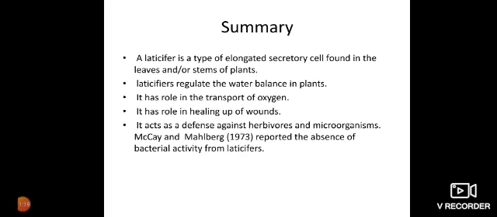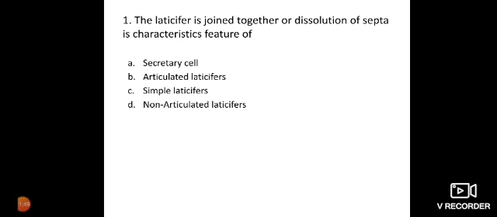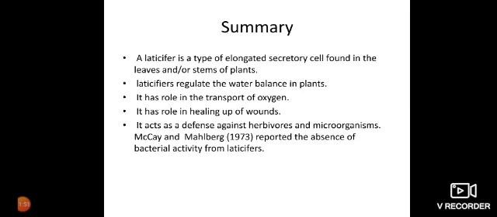That is why human ocular tissues are damaged by the latex of Calotropis procera. So to conclude the summary, laticifer is a type of elongated secretory cell found in the leaves and the stem parts. The laticifer regulates the water balance in plants. It has a role in transport of oxygen and healing of tissues, and it also acts as a defense against some microorganisms. And this is the information regarding laticifer tissues in plants.